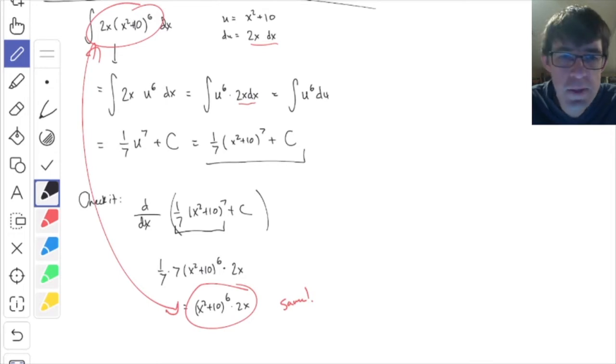Any thoughts about that? This was, like I said, a fairly easy example of the U substitution. All right, let's try a few more that are less easy. I got a few more examples that I want to do, and then I have some for you to try. See how you feel.